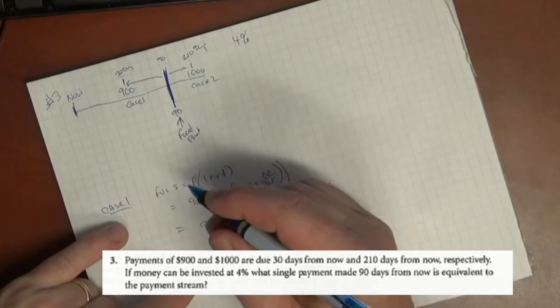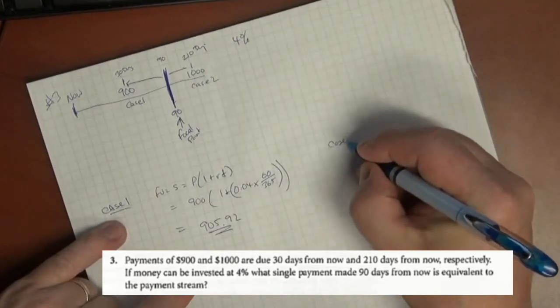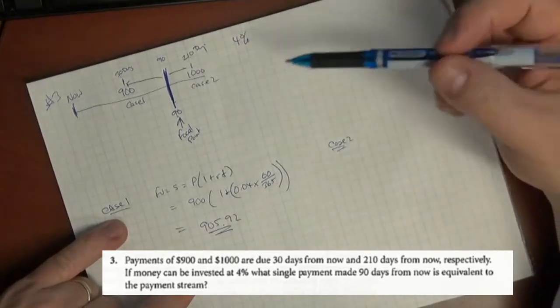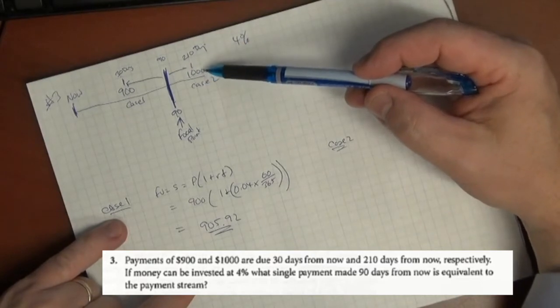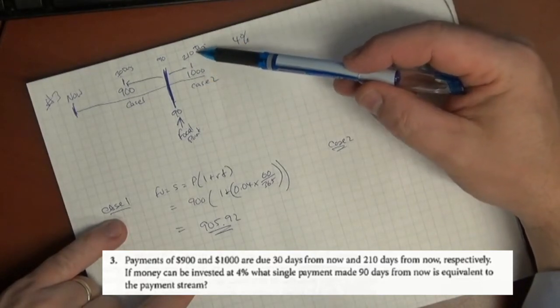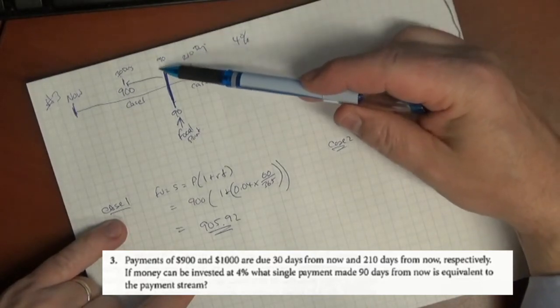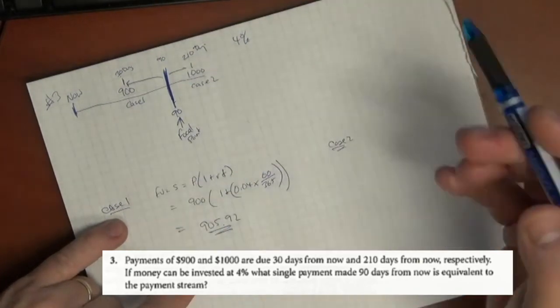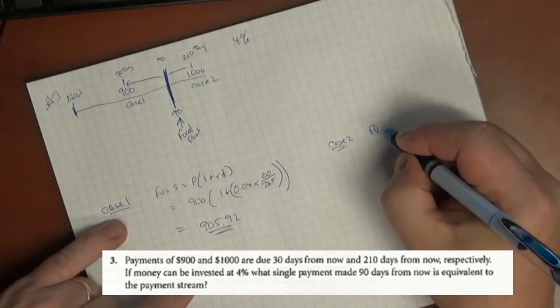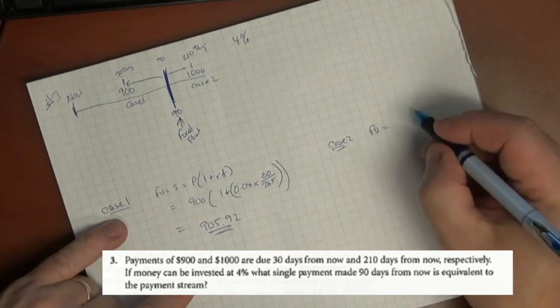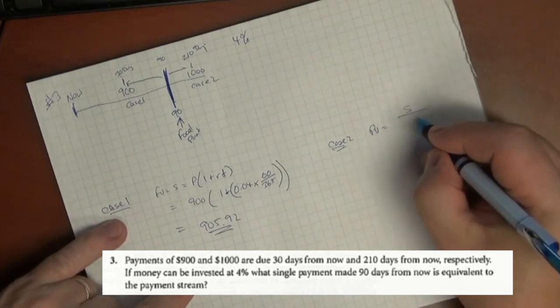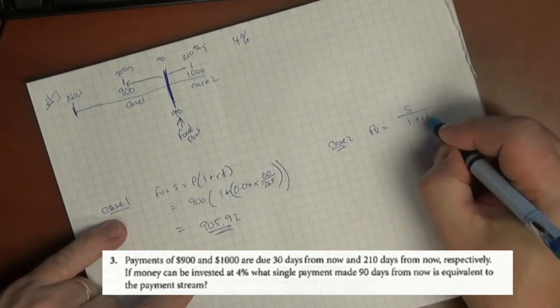Now let's take a look at case 2. In case 2, we had this $1,000. It comes in on day 210. We want to know what it is worth on day 90. So we're going to go backwards. In this case, we're looking for the present value, and the present value is simply S over 1 plus RT.